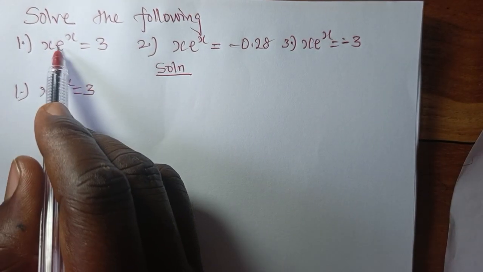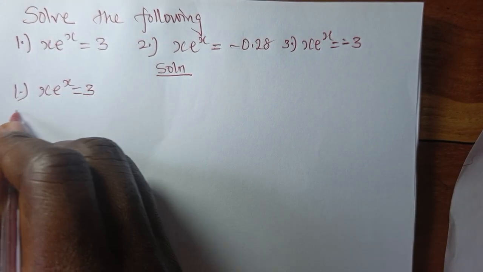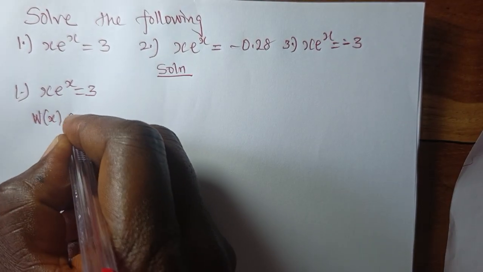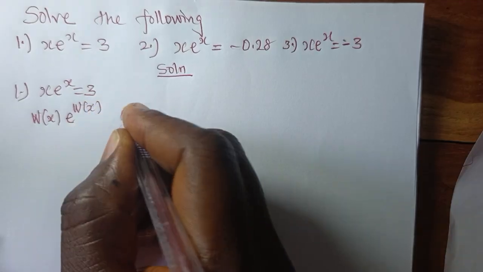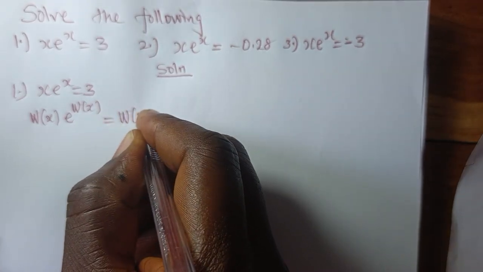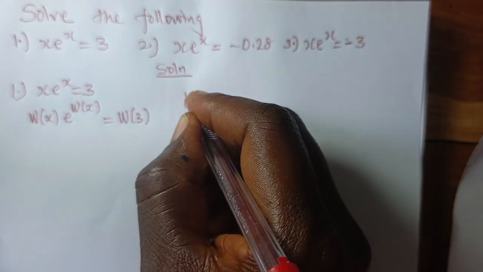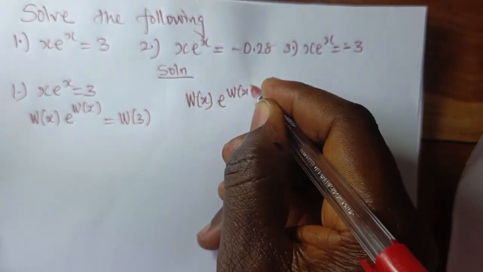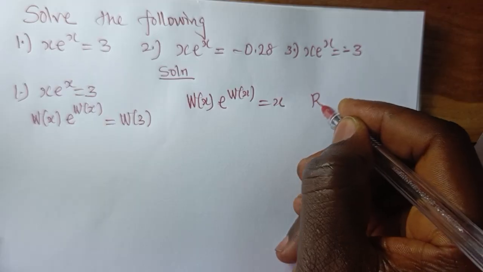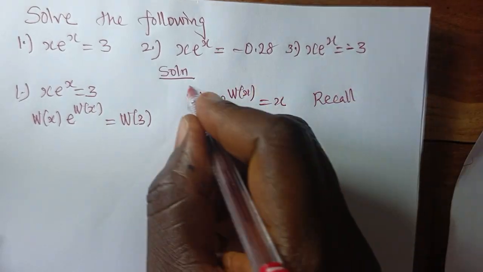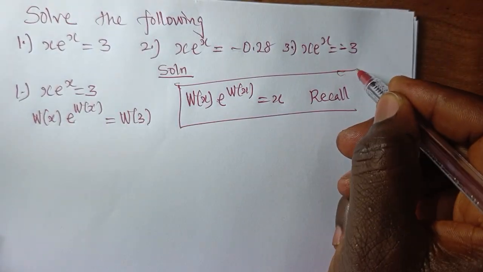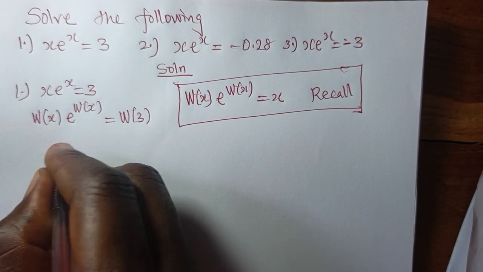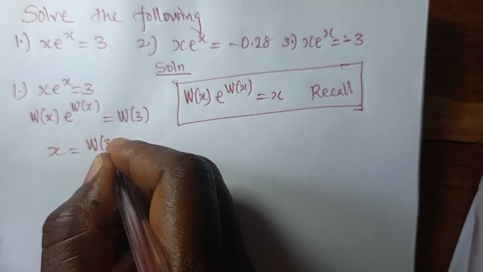So equation 1, that is question number 1. We are going to apply Lambert W function on both sides of the equation. That is, Lambert W function of x multiplied by e raised to power Lambert W function of x equals Lambert W function of 3. Recall that Lambert W function of x multiplied by e raised to power Lambert W function of x equals x. So from the definition of Lambert W function, the left hand side will be x. Therefore, x equals Lambert W function of 3.